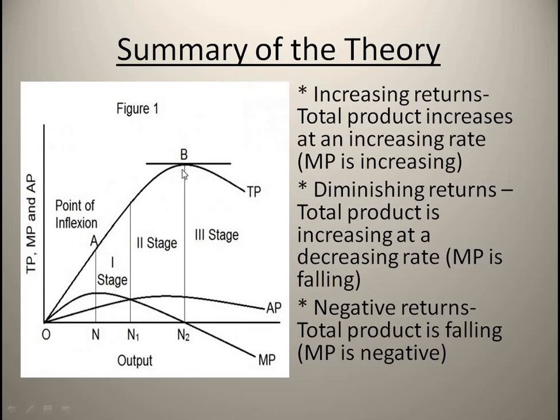You can see after point B and point N2, all the product curves, that is total product, average product and marginal product curves, are falling. That point where it becomes positive to negative is called the point of inflection, where the curve tends to become negative from the positive side.